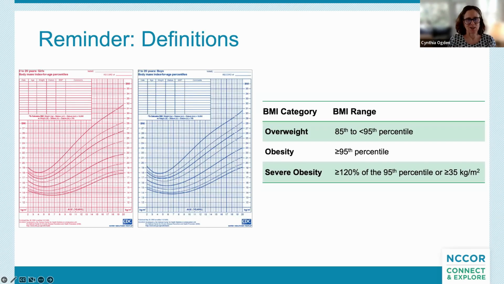Just as a reminder, so we're all on the same page, in the United States, the definitions of overweight, obesity and severe obesity, as you've heard previously as well, are based on the 2000 CDC BMI for age growth charts. Overweight is between the 85th and the 95th percentiles. Obesity is at or above the 95th percentile. And severe obesity is at or above 120% of the 95th percentile. Sometimes you'll see BMI greater than 35, depending on the particular application.